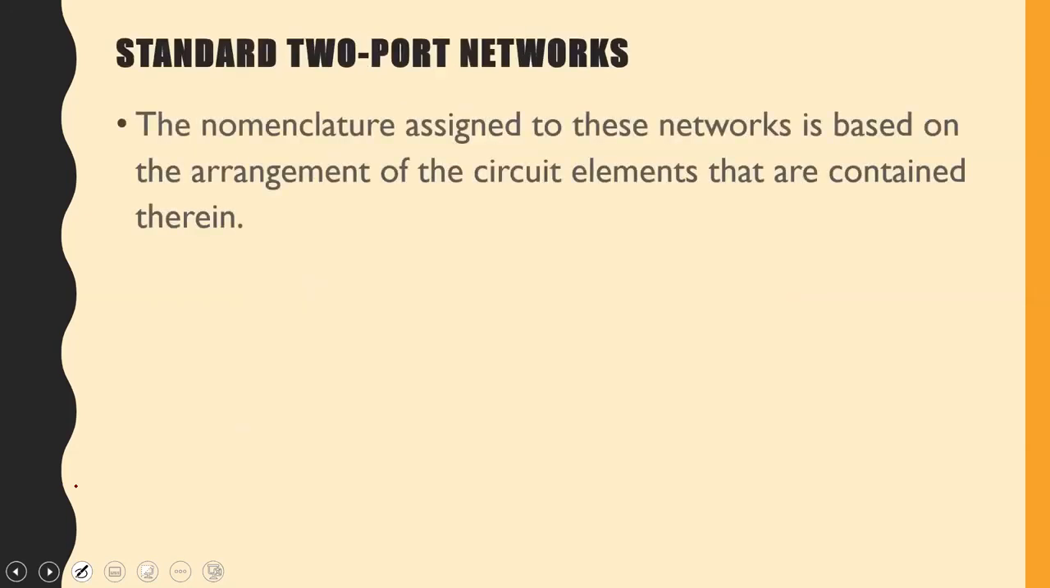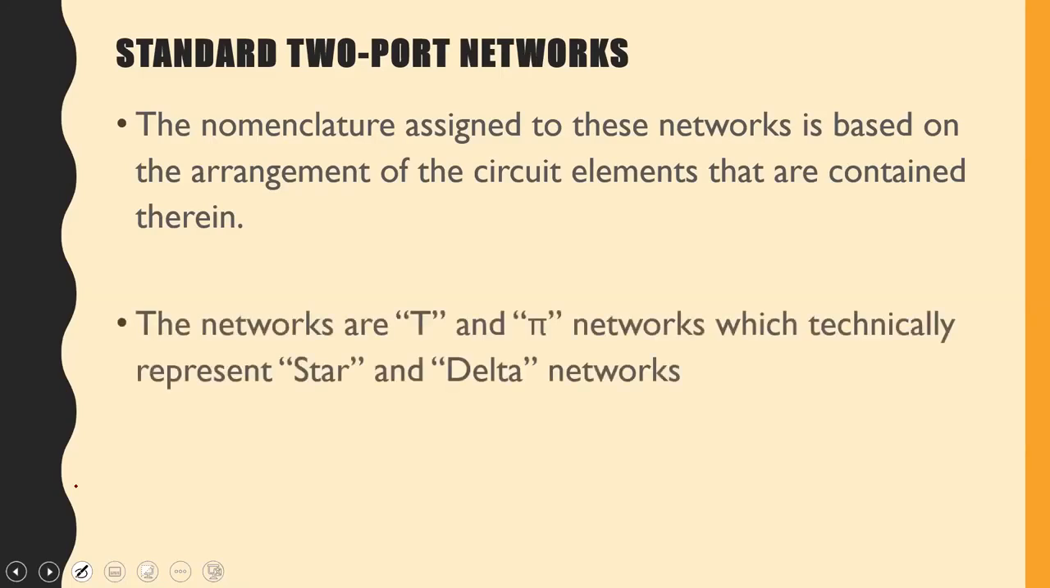Now, there are some standard two-port networks that we're going to be exposed to. We have already been exposed to them, but we just want to formalize them for this particular topic. So we have a T network and a pi network. The T network, as you would have already been introduced, is a star network. We call it Y, but if you just press out the top part, you get T. So that's your T network.